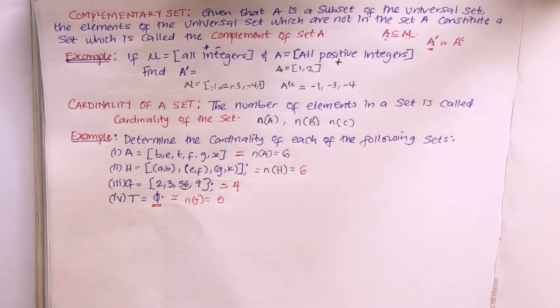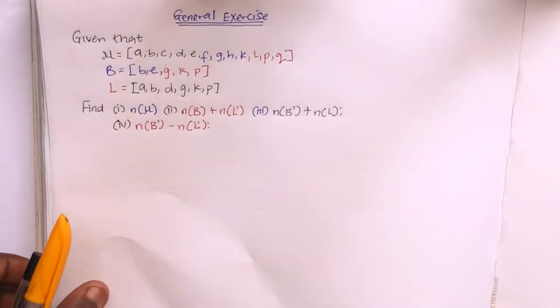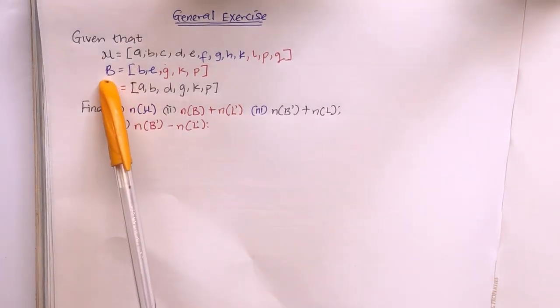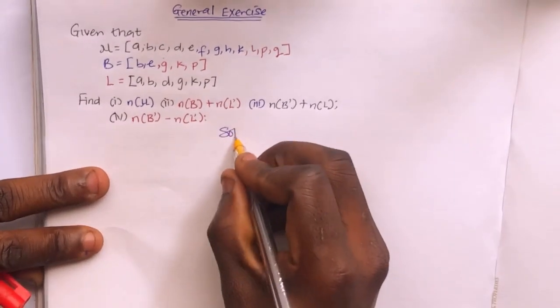Now let's move to the general question under it. Now looking at the general exercise here, given that the universal set is equal to A, B, C, D, E, F, G, H, and so on. You have your set B to be equal to this, your set F to be equal to this. Now the question says find the cardinality of the universal set. Now in this case, let's just go and pick a solution here. Solution.